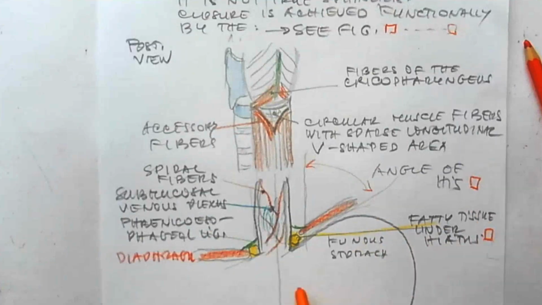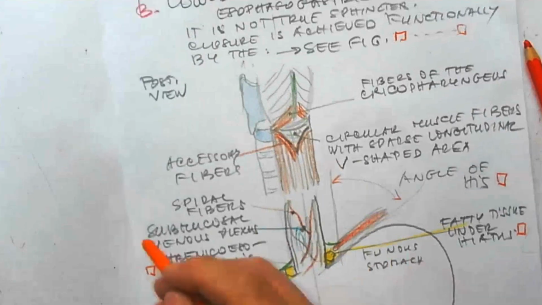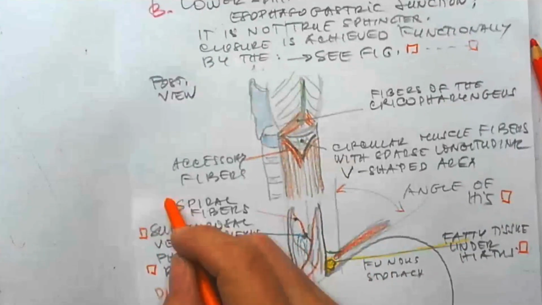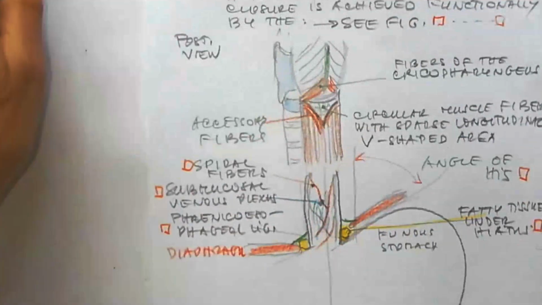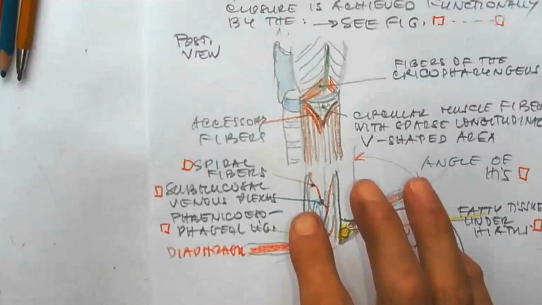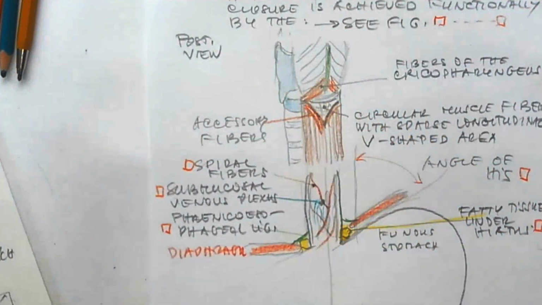Fatty tissue number 2, ligaments number 3, venous plexus number 4, spiral fibers number 5. So why not? There are so many structures, so many factors situated in the lower part. The upper one is quite clear, but the inferior is different.